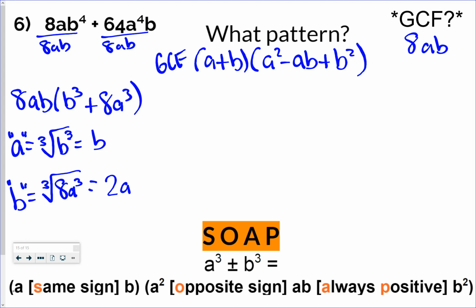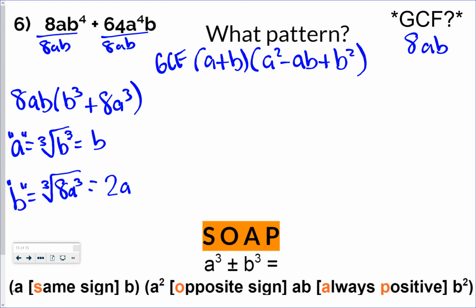It's okay. Your GCF is going to be 8AB. You can divide an 8, an A, and a B out of both pieces. When you do that, you are left with A cubed B cubed plus 8A cubed inside, okay? To get your A and your B out of that, take the cube root of both pieces, okay? What is the cube root of B cubed? Just B, right? What is the cube root of 8A cubed? Well, the cube root of 8 is 2. The cube root of A cubed is A.